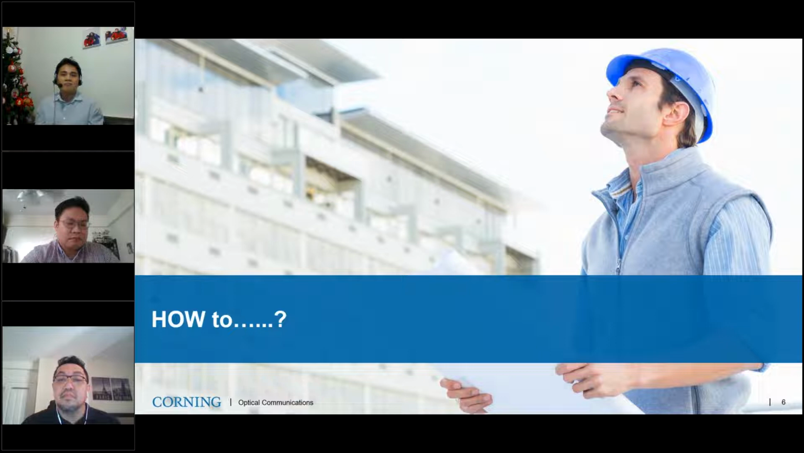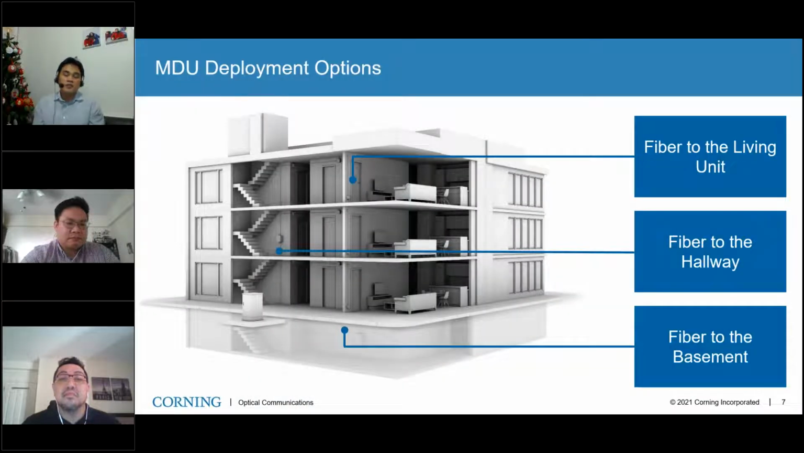But prior to that, let us first identify the deployment options as well as the challenges being encountered by our service providers now, especially in this brownfield multi-dwelling unit. So there are three options in deploying fiber: fiber to the basement, fiber to the hallway, as well as fiber to the living unit.